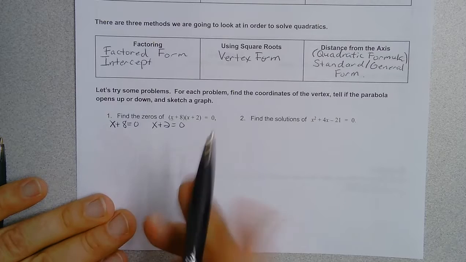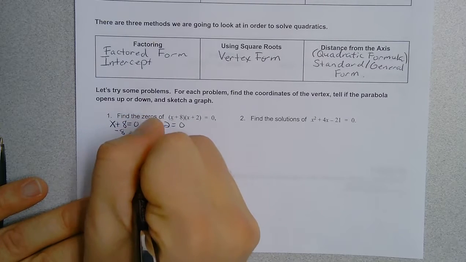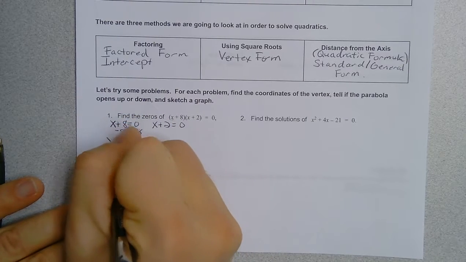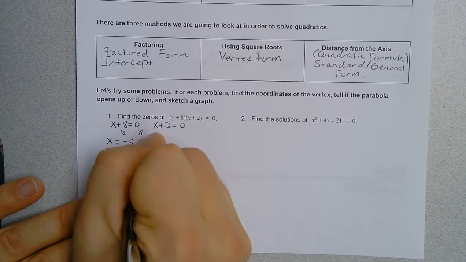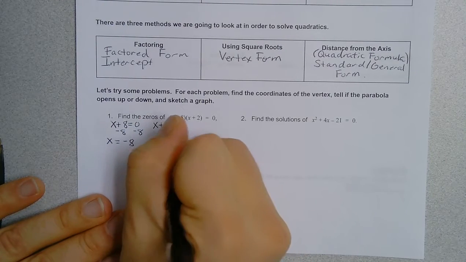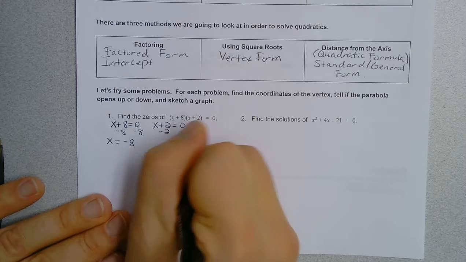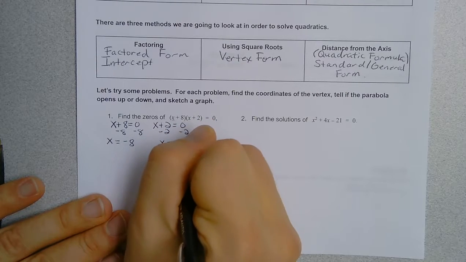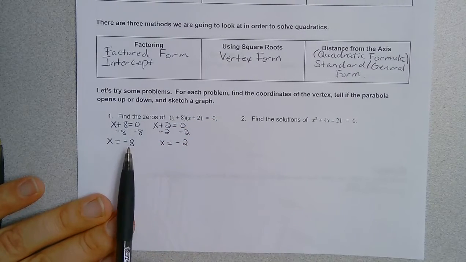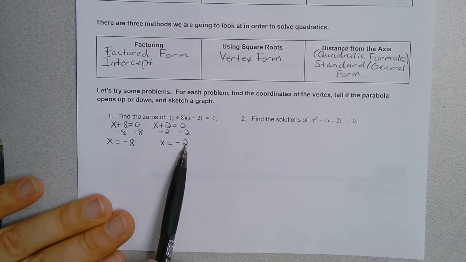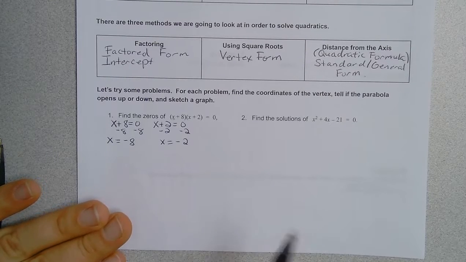Then here, I just solve this equation, subtracting 8 from both sides. And we get x equals -8. Subtracting 2 here, we get x equals -2. So my 2 zeros are at -8 and -2.